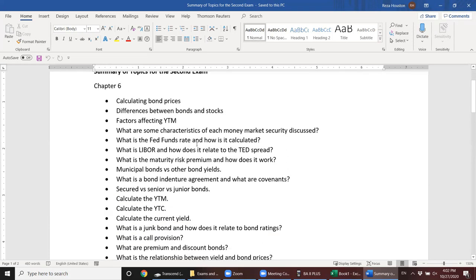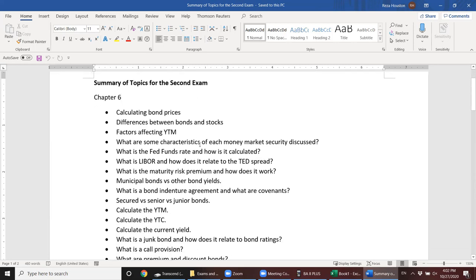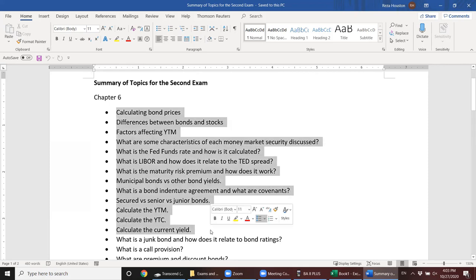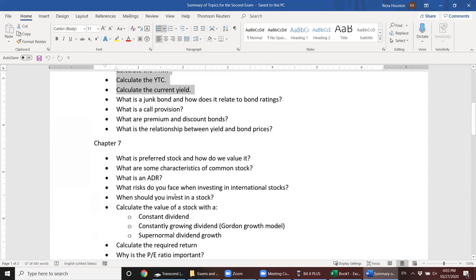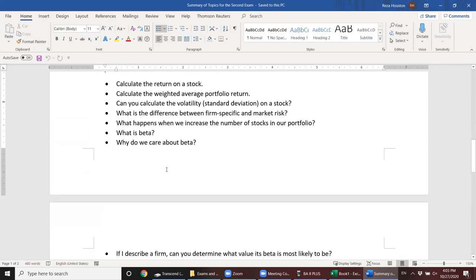Okay, so for the second exam, like I said in class, this is going to be very similar to our first exam. 25 questions, probably about 35 to 40% qualitative, about 60%. I'm sorry, flip that. About 60% qualitative, 40% quantitative. You will see some bond stuff on the exam, as well as some of the basic stock valuation models that we covered in this class.